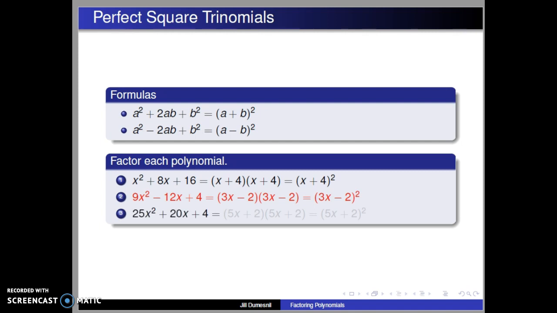Finally, the trinomial 25x squared plus 20x plus 4 has a perfect square in the first and third terms and an even coefficient in the middle. We try the factorization 5x plus 2 times 5x plus 2. When we FOIL that back together, we get 25x squared plus a 10x outer product plus a 10x inner product plus 4. So we're going to write our correct factorization compactly as 5x plus 2 squared.